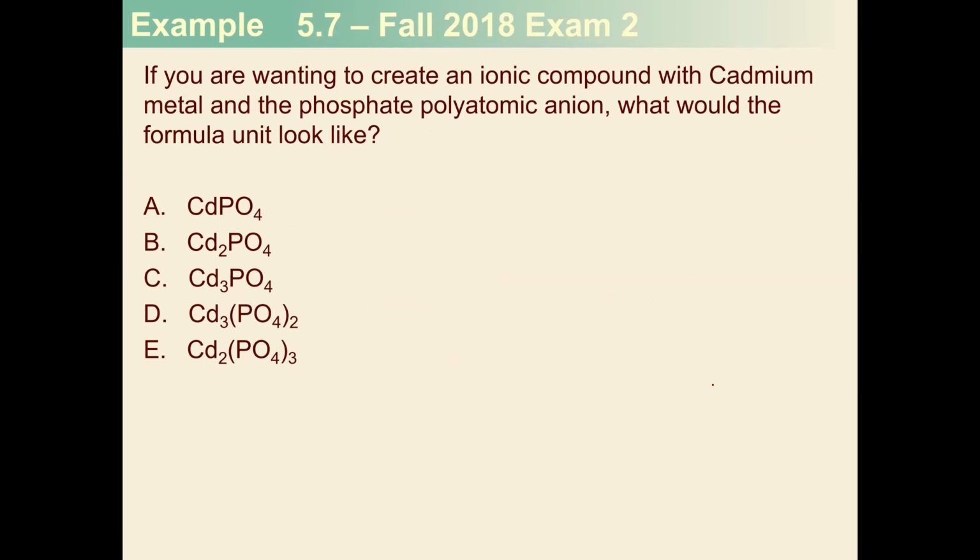In this last example, now let's go ahead and try this. If you are wanting to create an ionic compound with cadmium metal and phosphate polyatomic ion, what would that formula look like? So now we need to go back and remember the charges on those species. So we have cadmium. That is going to be Cd. But remember, this is a transition metal that has only 1 charge. In this case, it is going to be 2+. So what is our phosphate? Well, that is going to be PO4 3-.